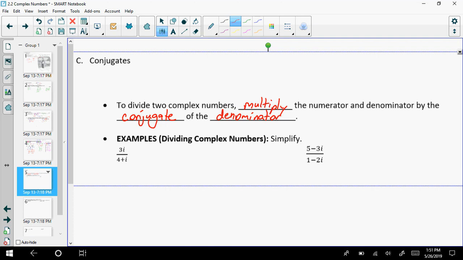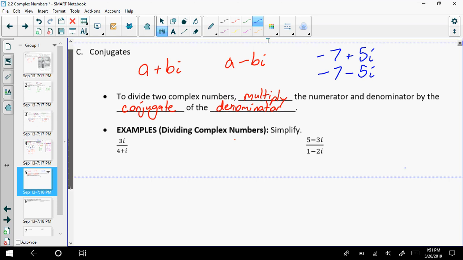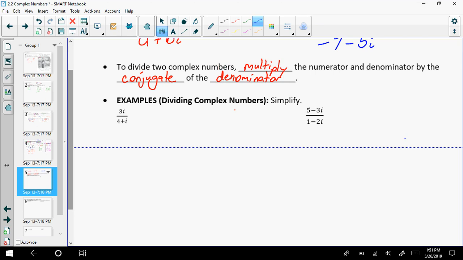If I had something in the form of a plus bi, its conjugate would be a minus bi. It's like the imaginary part changes signs. So if you saw something like negative 7 plus 5i, the conjugate would be negative 7 minus 5i. The imaginary portion changes signs. So here's how this is going to actually make the division problems easy. With dividing, your goal is to get rid of the imaginary unit in the denominator.